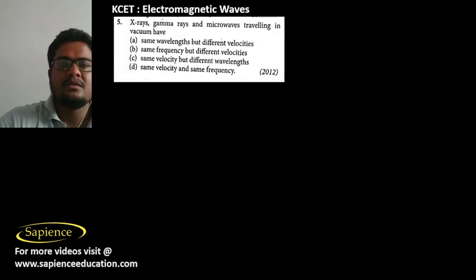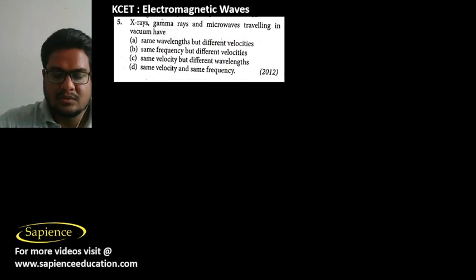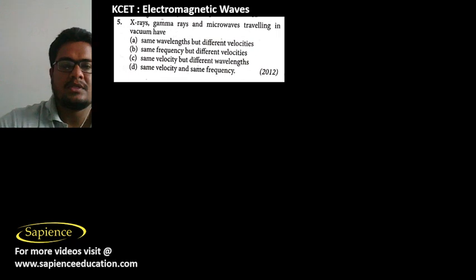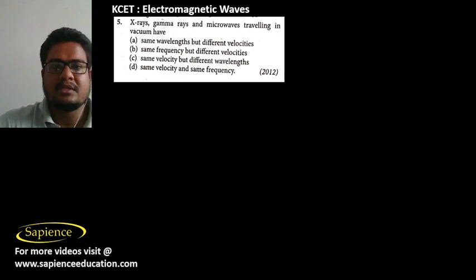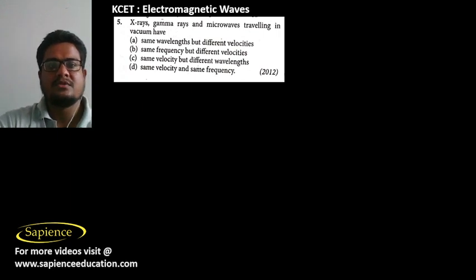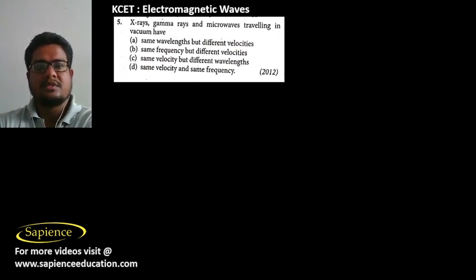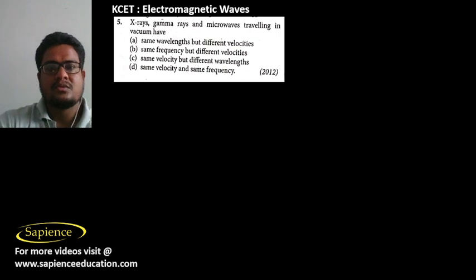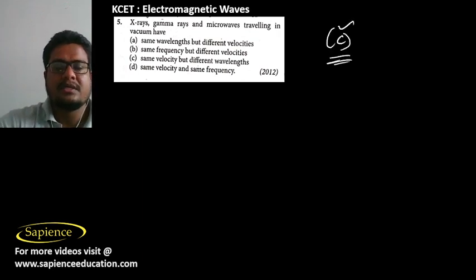Then in question number 5, it is told X-rays, gamma rays, and microwaves traveling in vacuum have same velocity but different wavelengths. Same velocity, but they do not have same frequency. So option C is the correct answer. They have different wavelengths, but they travel with the same velocity, which is the speed of light.